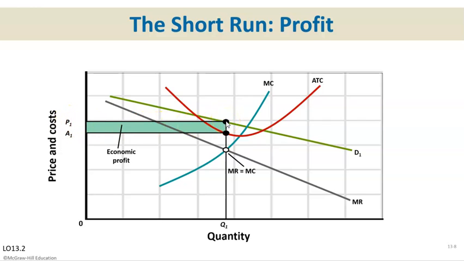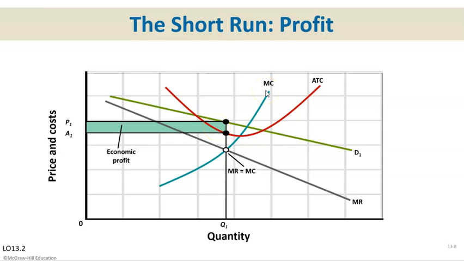Your next step is to calculate profit. You can do that with the profit equation we were using before, which is equal to price minus average total cost, and then multiply by quantity. So you'll move either up or down to wherever the average total cost curve is. In this case, our average total cost is lower. That means that there will be economic profit. So here they're going to be making positive economic profit.